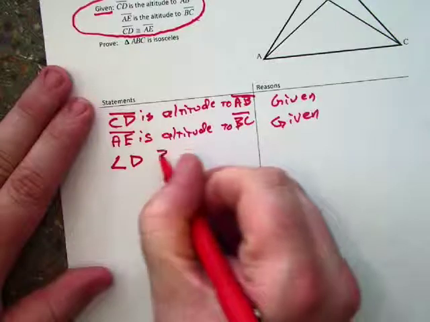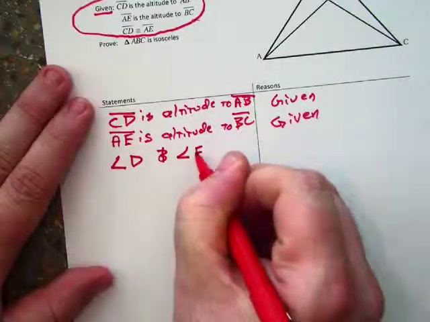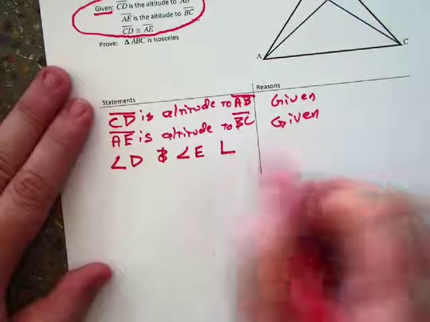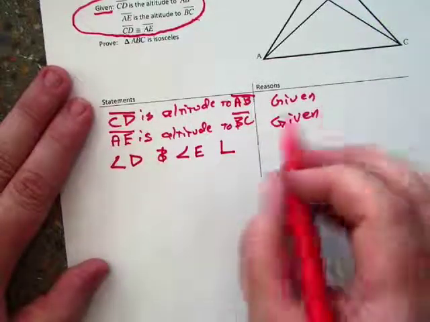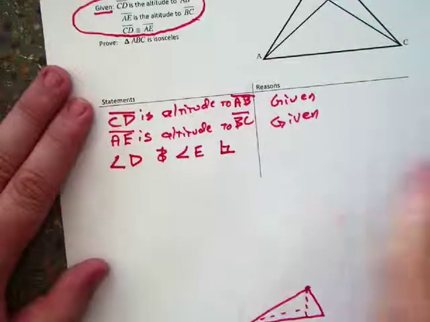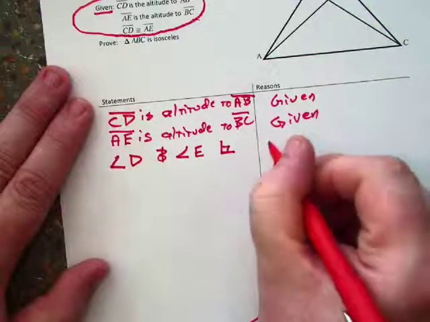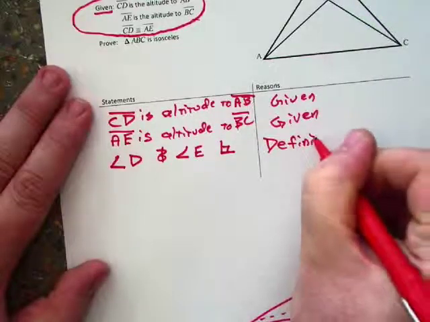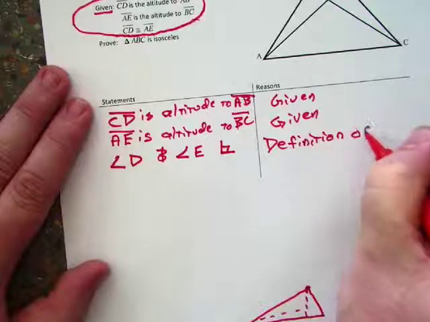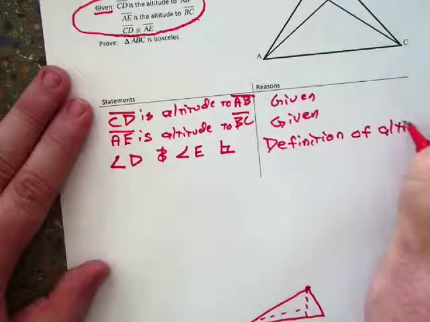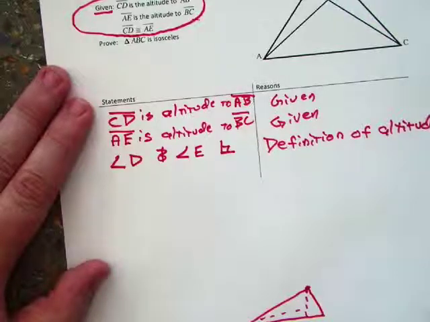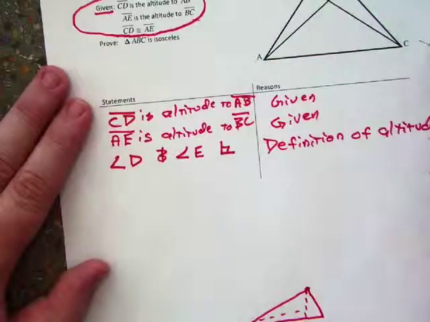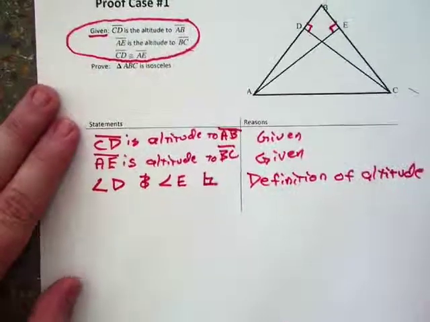and angle E are right angles. Okay, and I'm just going to draw the shape there because I don't have room. I'm writing too big. But that just means they're right angles. Well, if they're right angles, we know that because of the definition of altitude. Okay, we know that because the definition of altitude says that those are 90 degrees because it measures how high it is based on the opposite side.